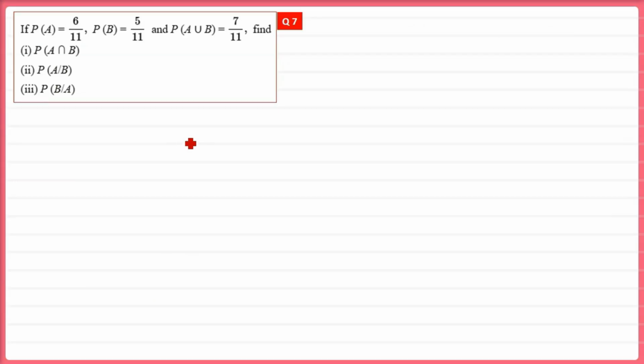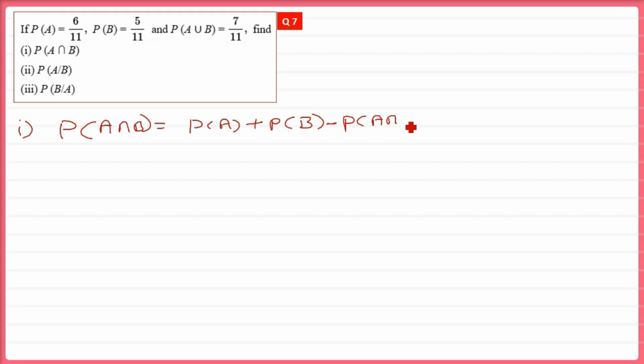And next one. So P(A) is given, P(B) is given, and P(A union B) is given. P(A intersection B) has to be computed, P(A by B) and P(B by A) have to be computed. So what is the formula we are going to employ here? The first one is P(A intersection B). This will become P(A) plus P(B) minus P(A union B). This will be P(A union B), not intersection.